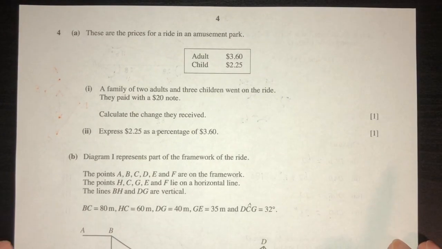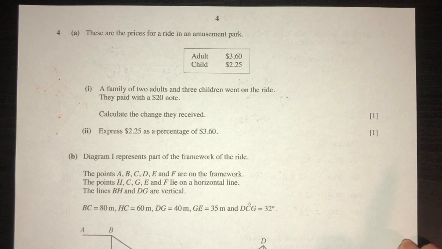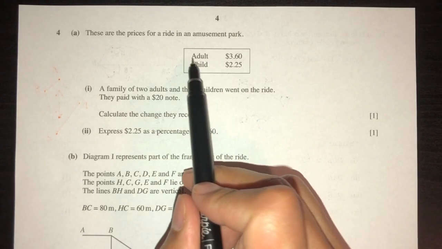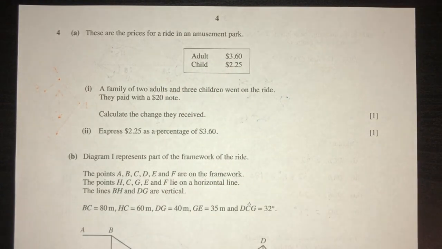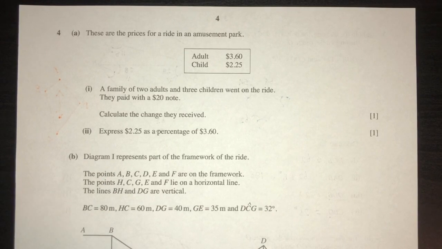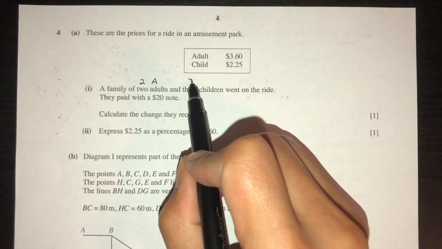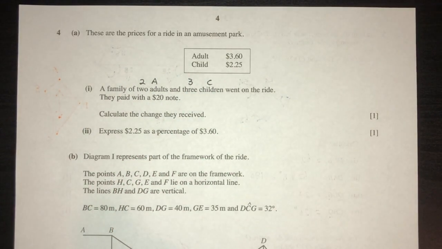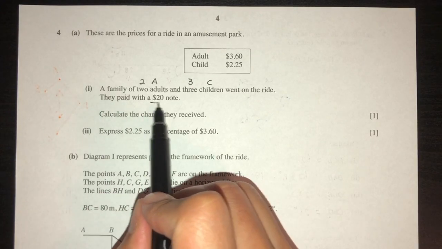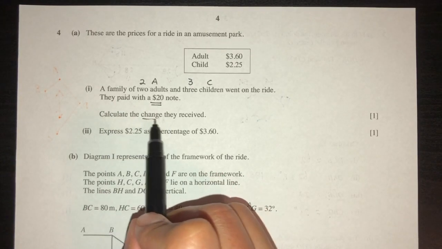Let's move on to question number 4. These are the prices for a ride in an amusement park. Okay, so we have the adult price and the child price. Now, a family of 2 adults and 3 children went on the ride. So we know we have 2 adults and 3 children. And they paid with a note of $20. Calculate the change they receive.